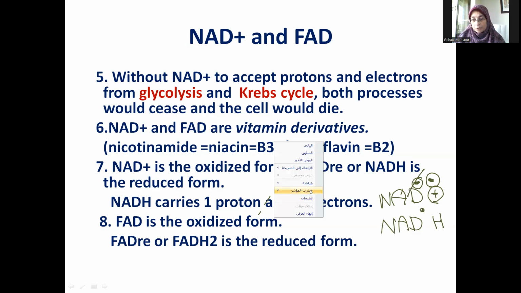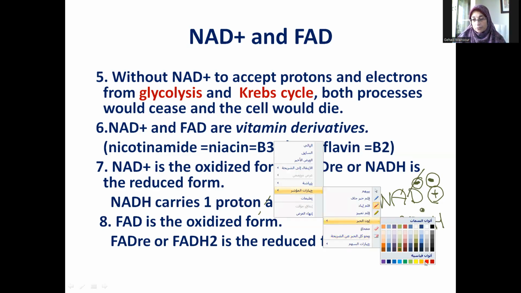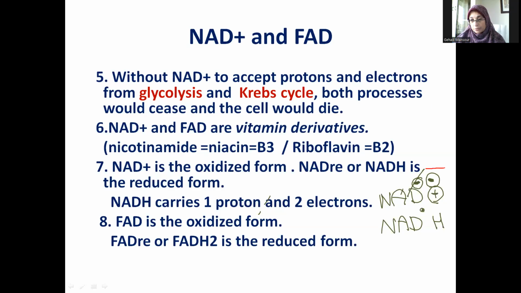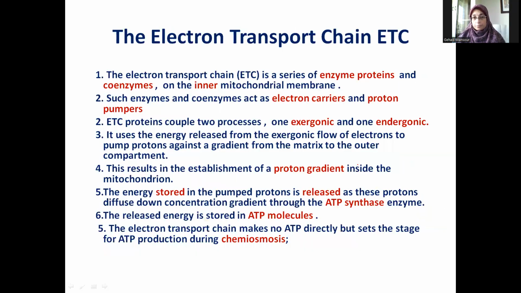So let me use another color, red for example. So here you have a whole hydrogen atom that is written like this. And then here we have the electron that neutralized the already present positive charge. And what remains is a proton. So according to this simulation, we say that it received first electron, second electron, and a proton. Okay, 2 electrons and 1 proton.